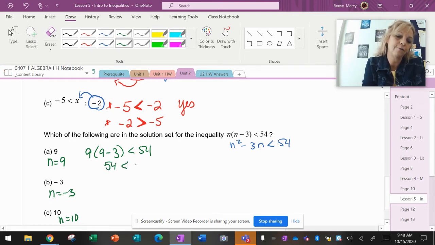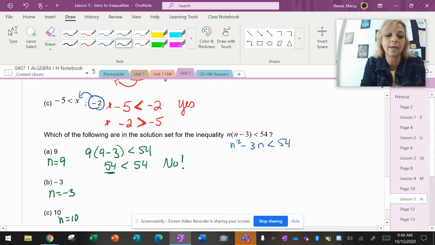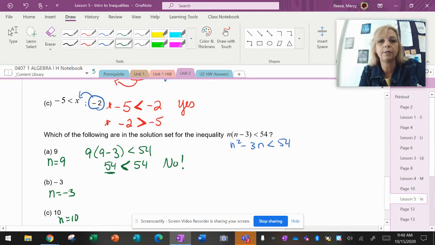You should have gotten 54 is less than 54. And that does not satisfy. That's a no, because we don't say it's equal to. We say that this left side's got to be less than 54. And that isn't. When 9 is plugged in for n, it doesn't work.